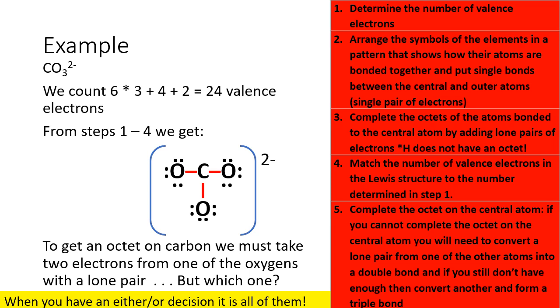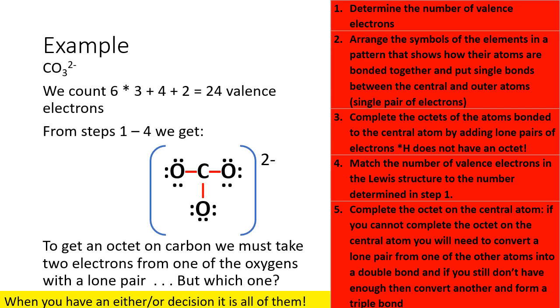All right, let's try an example. We have carbonate ions. So we count the valence electrons. We have 6 times 3, which gives us 18 for oxygen, plus 4 for carbon, plus 2 for the charge on our carbonate ion, for a total of 24 valence electrons. And if we do steps 1 through 4 on our Lewis structures, we get to this particular structure.